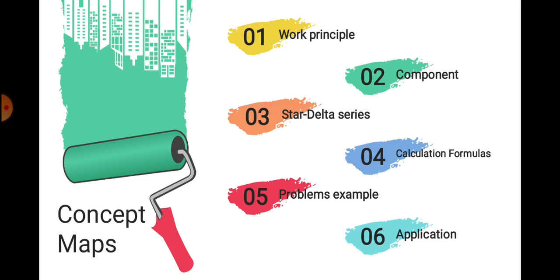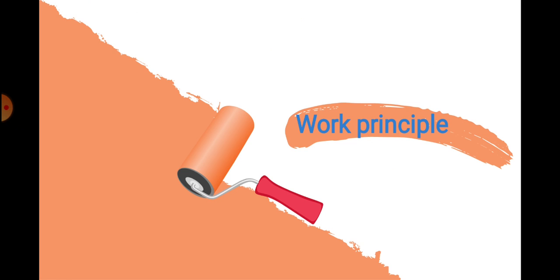Okay, this is my concept map. My presentation has six main points in this title. First, working principle. Second, component. Third, star delta series. Fourth, calculation formulas. Fifth, problem explanation. Sixth, application. Working principle.